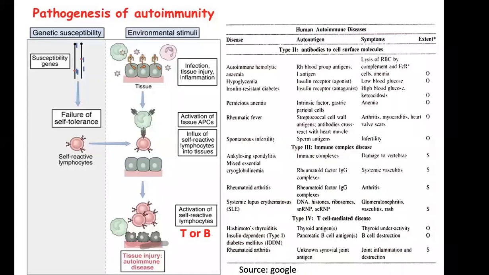In Knudson's two-hit hypothesis for cancer, the first hit is always a genetic susceptibility. One gene is already heterozygous and predisposes you to another gene becoming mutated, and then you get a homozygous cell which predisposes to neoplastic transformation. The same thing happens in autoimmunity as well. Those people who are susceptible to these autoimmune diseases have an inherent genetic susceptibility.